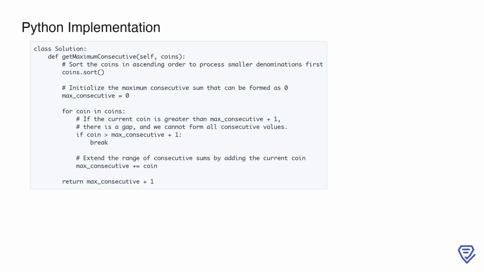5. Process the third coin, 1. Extend max_consecutive to 3. 6. Process the fourth coin, 3. Extend max_consecutive to 6. 7. Return max_consecutive plus 1 equals 7. This greedy approach ensures optimal performance with a time complexity of O(n log n), due to sorting, and a space complexity of O(1).